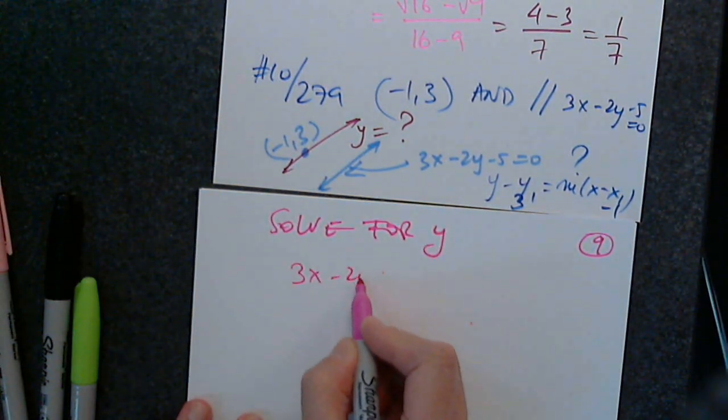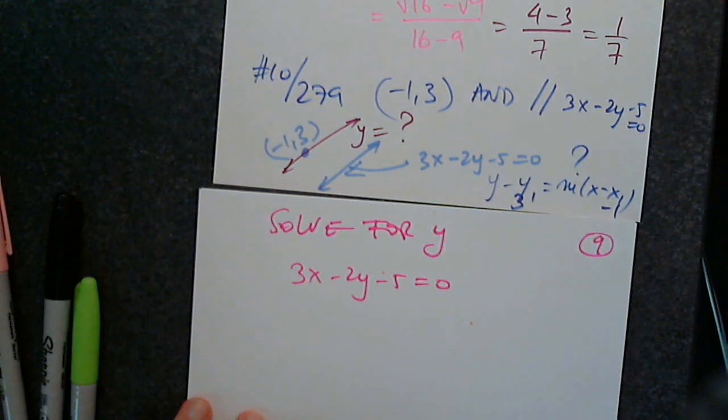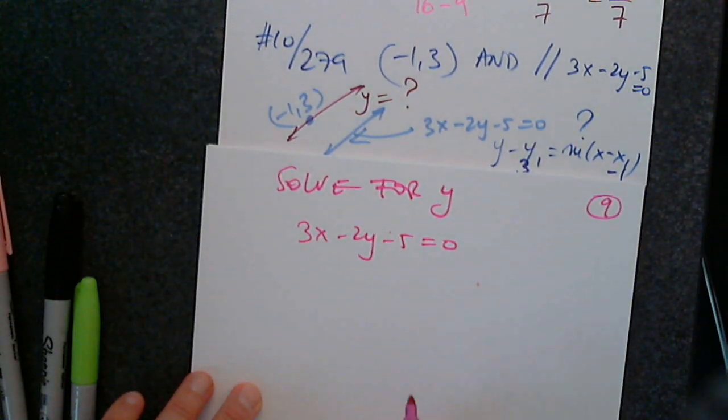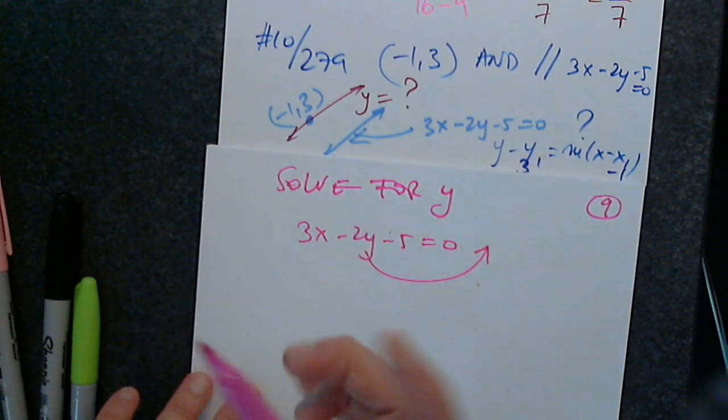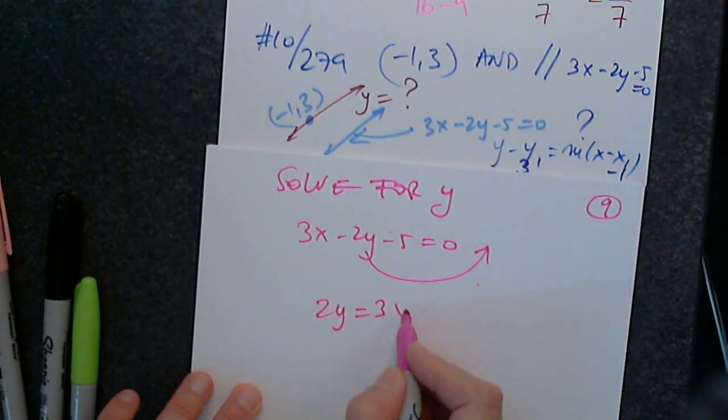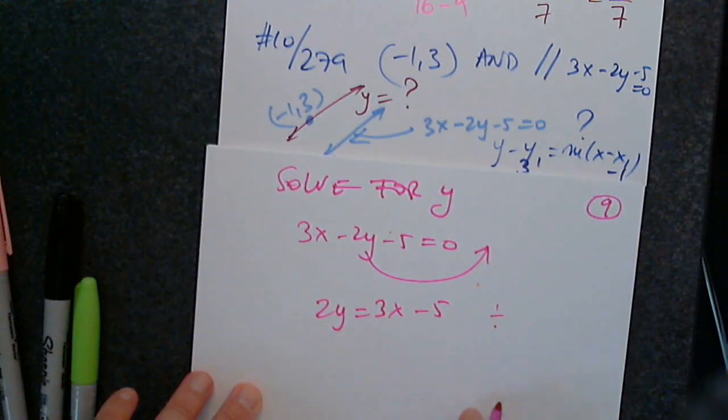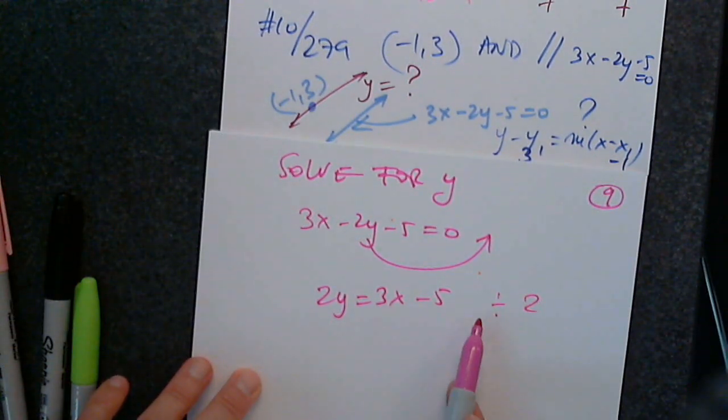So 3x minus 2y minus 5 equals 0. I prefer to move 2y to the other side, or reverse it, it doesn't matter. So 3x minus 5 and divide everything by 2. Please do not write the long fraction line and divide by 2. Just write this.